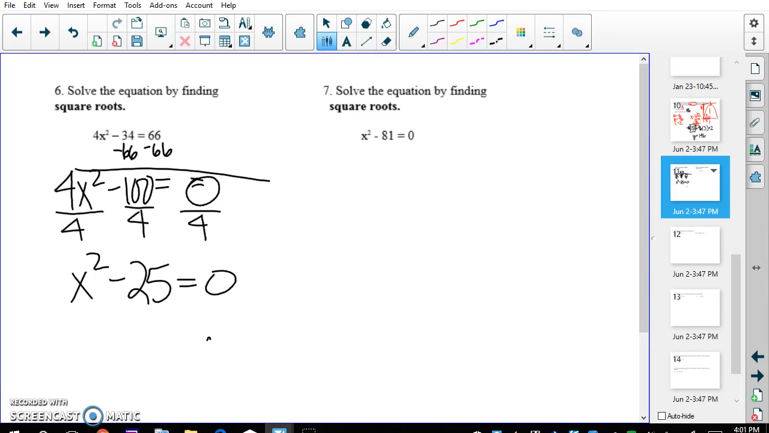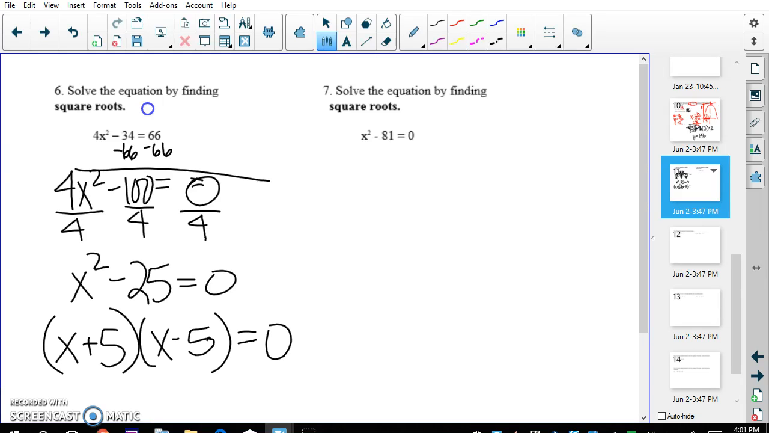Or really, you could have just factored that out up there. Now what I see is that I've got x plus 5 times x minus 5 equals 0. So my answer is negative 5 and positive 5. It's easier to see both answers this way. If up top you had wanted to take that into 2x plus 10 times 2x minus 10, totally could have done that as well, and you still would have gotten negative 5, positive 5.